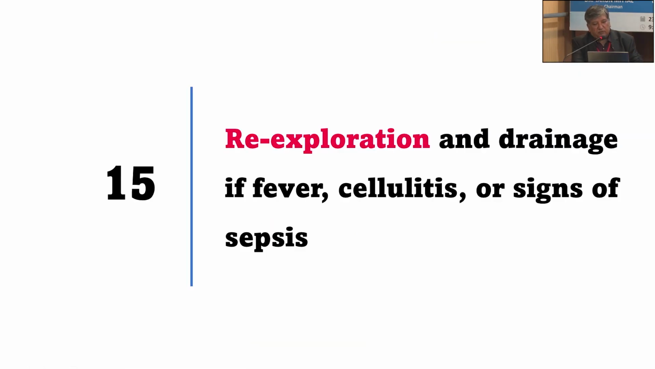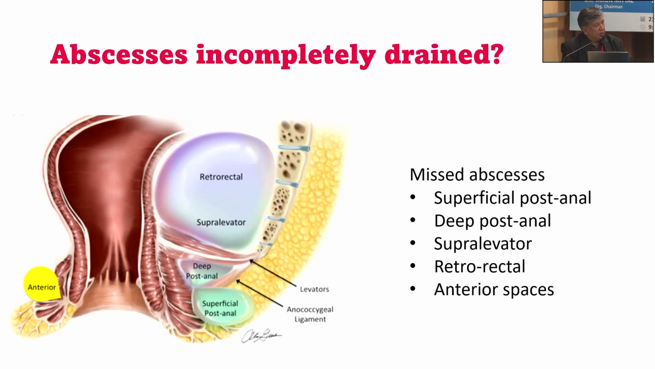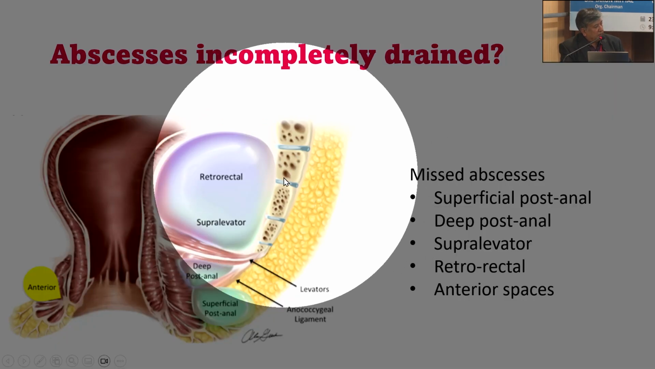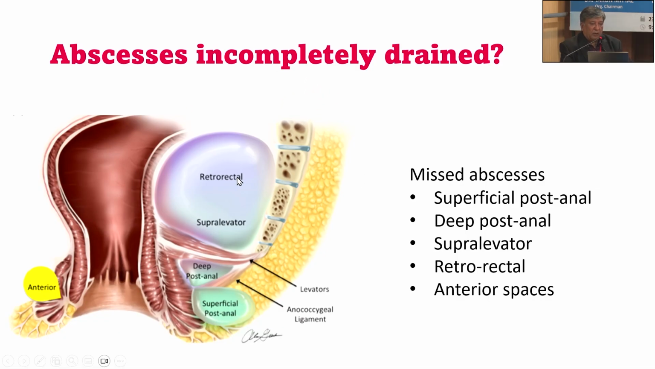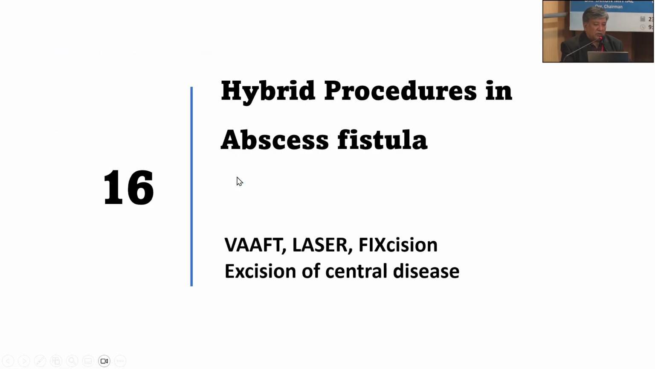Re-exploration and drainage if fever, cellulitis or signs of sepsis are there. The reason is you missed the deep postanal space, you missed the supralevator, you missed the retrorectal, and these are the causes of recurrence. Hybrid procedure in abscess fistula. Hybrid is WAFT: laser, fixation, excision of central disease.